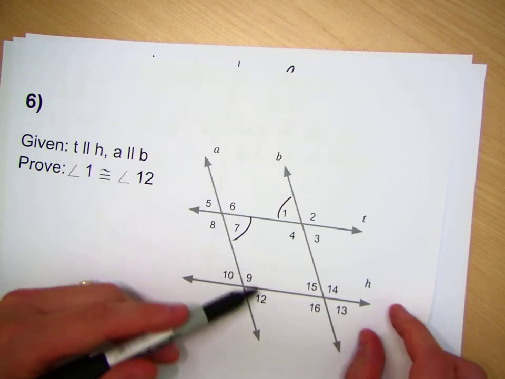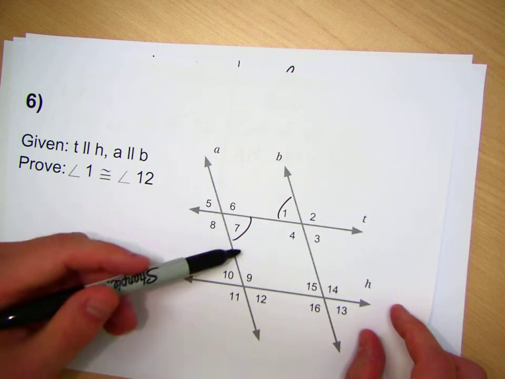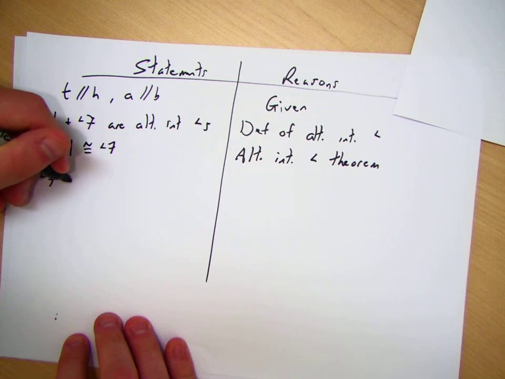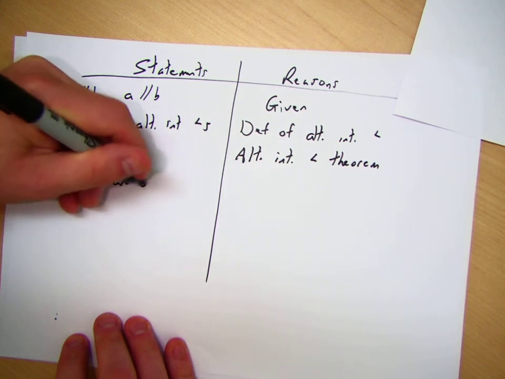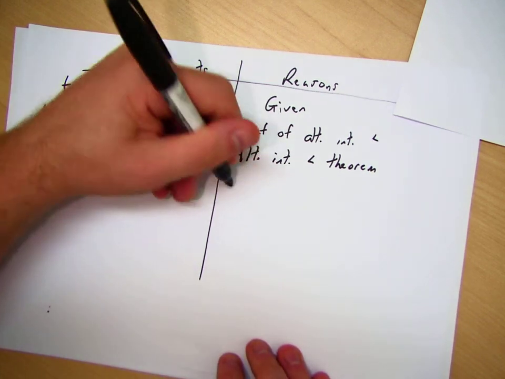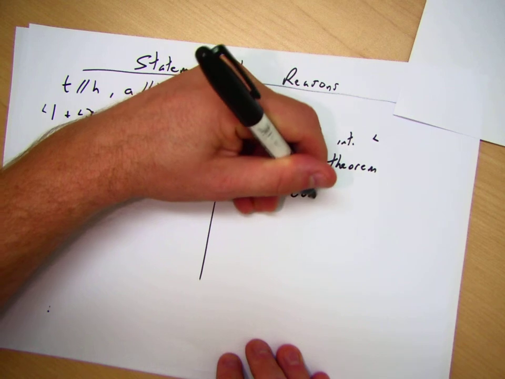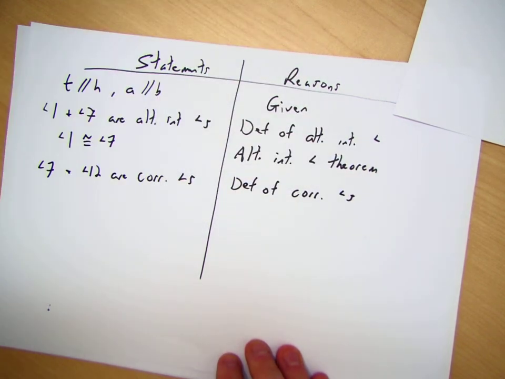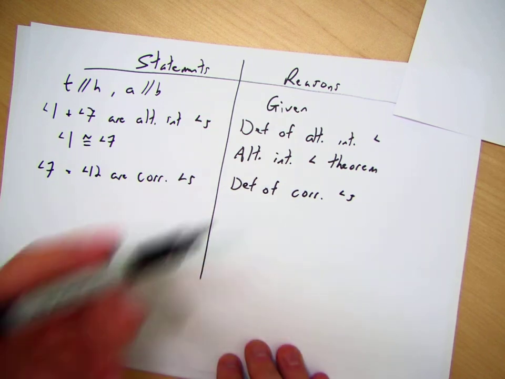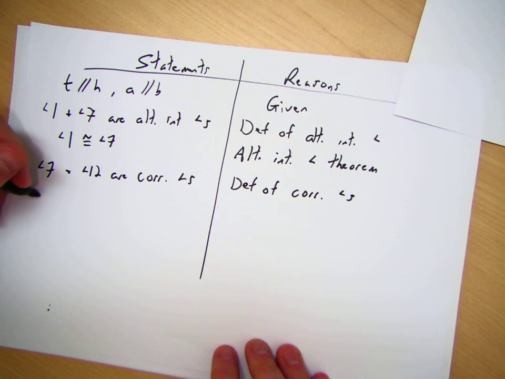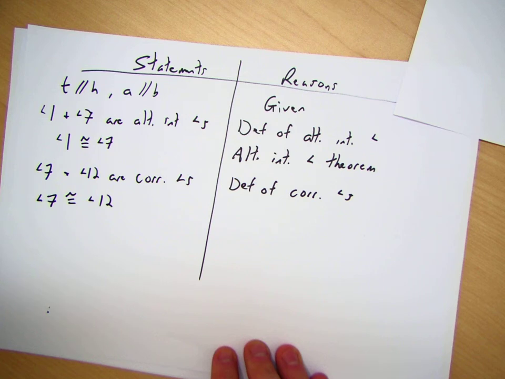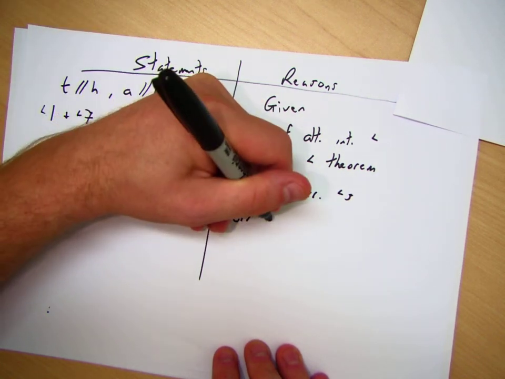What I want to show here is that 7 is the same as 12. In order to do that, I have to point out that they're corresponding angles. So I'm going to say that angle 7 and angle 12 are corresponding angles. Why? Again, the definition of corresponding angles. From here, that's just my little symbol for angles, by the way, angle with an S. From here I can say that angle 7 is going to be congruent to angle 12. And the reason is because of the corresponding angle.